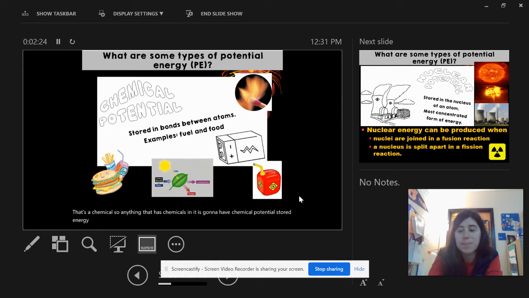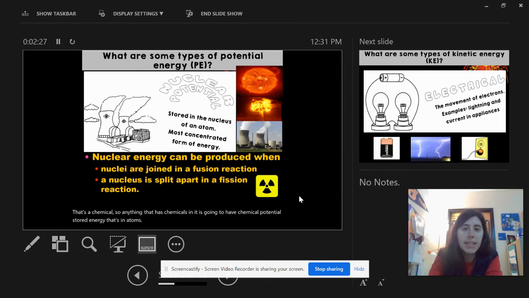Our last type of stored energy is called nuclear energy. And nuclear energy is stored in the nucleus of an atom. This type is the granddaddy of all energies. In other words, we're not really going to be dealing with this one unless we're talking about the sun. Nuclear energy is found literally in the nucleus of an atom when we split it, like in the sun or in a nuclear power plant.